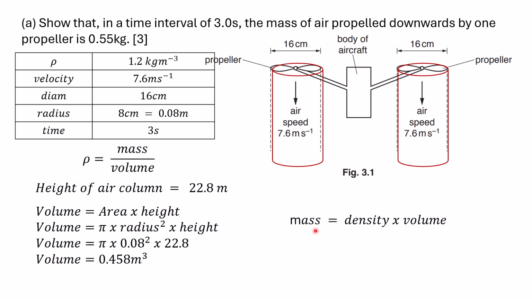Next, to find the mass, it is density times volume from this formula right here. So for the mass, the density is 1.2. This K is not a prefix, but belongs to the unit of mass, which is kilograms. So be careful with that. 1.2 times the volume, which is 0.458. So the mass is 0.55 kilograms.